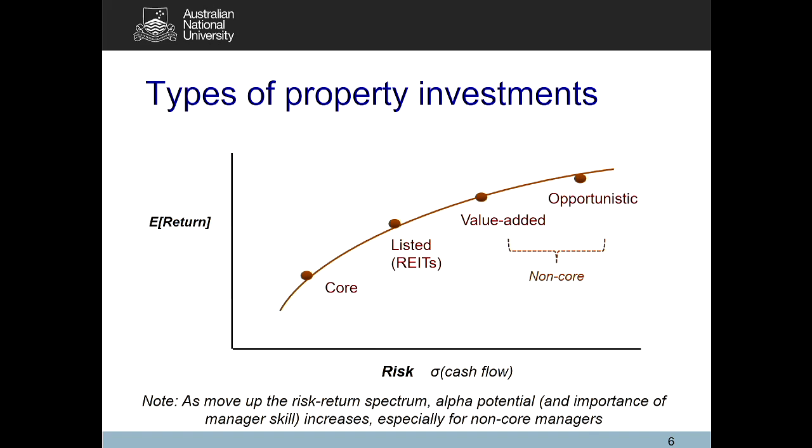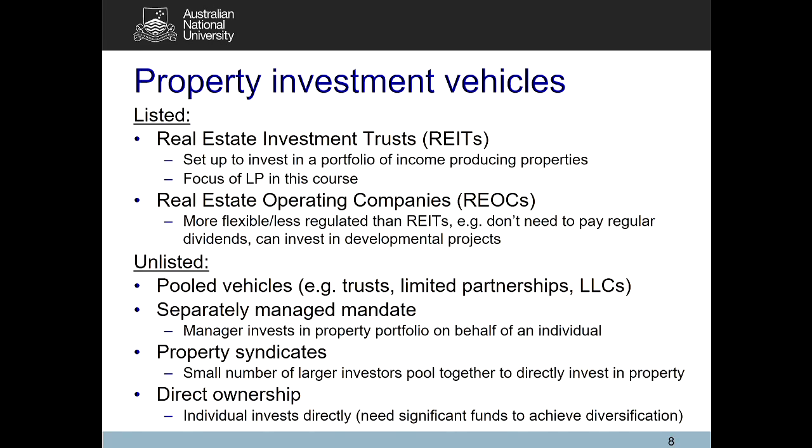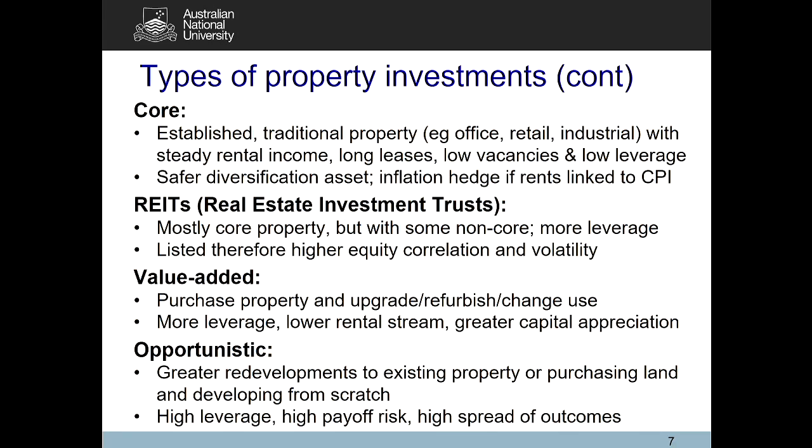Then you move up to your listed property. There's two types, REITs and REOCs, and I'm going to talk about those in a moment. But for this course, when we talk about listed property, we're typically talking about REITs, not REOCs. What is a REIT? I'm not going to ask you that, it's written there. REITs are real estate investment trusts. They're set up to invest in a portfolio of properties. And the big thing about REITs is they need to pay out the vast majority, it's 90% of their cash flows, as dividends. So they're still going to give you a steady cash flow stream. REOCs are a bit different, but I'll come to that in a moment.